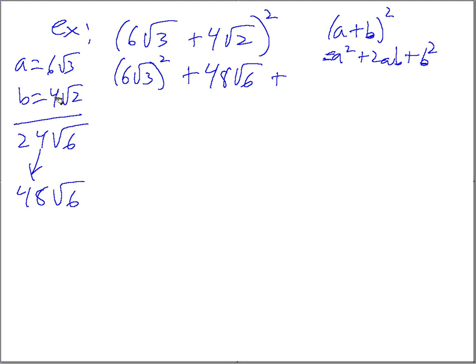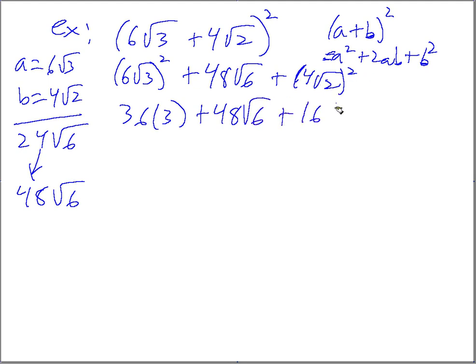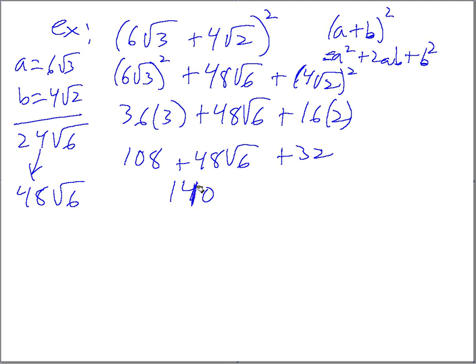B squared. That's 4 root 2 squared. So this is going to be 4 root 2 squared. All right? So you're going to get what? 6 squared is going to be 36. Root 3 squared is just 3, so times 3. Plus 48 radical 6. And what's 4 squared? 16. So 16 times what? What's root 2 squared? 2. So this is 108 plus 48 radical 6 plus 32 for 16 times 2. So that's going to be what? 108 plus 32 is what? 140. Sorry about that. 140 plus 48 square root of 6.